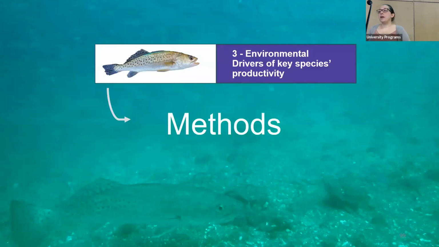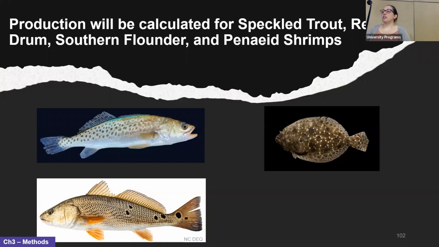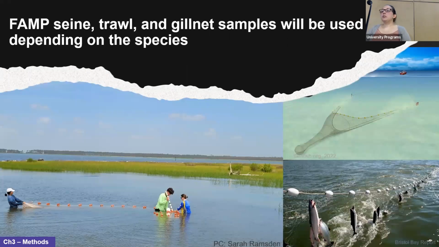Next, I'll get into the methods for chapter 3. In this chapter, I'm going to be calculating the annual production for speckled trout, red drum, southern flounder, and pinnated shrimps. And these production estimates will be calculated using data from that same FAMP, seine, trawl, and gillnet samples, and which of these data sets we use will just depend on the species. So for example, the seine data will be used for shrimp and juvenile fish, while the gillnets are a more effective sampling method for adult speckled trout and red drum.